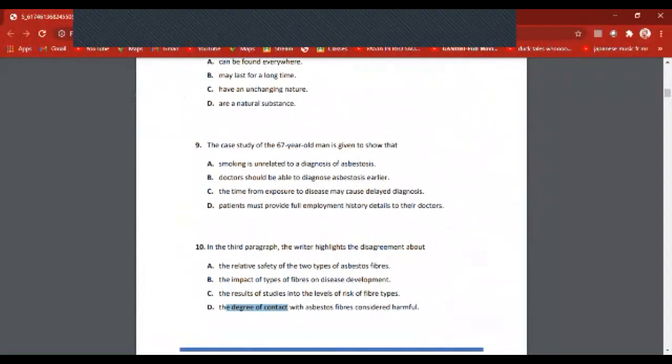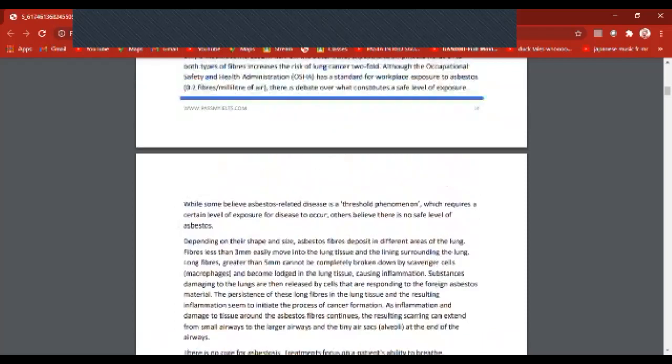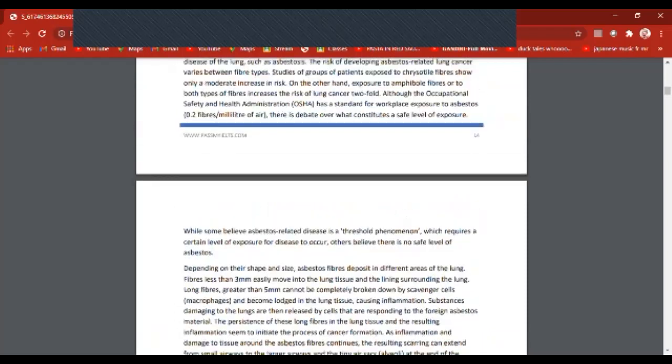Like level 1, level 2, like degree 1, degree 2, degree 3. Exposure and contact, is it the same thing? Yes. So degree of contact, I am going by this word. Now go to this. Okay, there is debate, disagreement, over safe level of exposure. Exposure is contact. Safe level means degree.